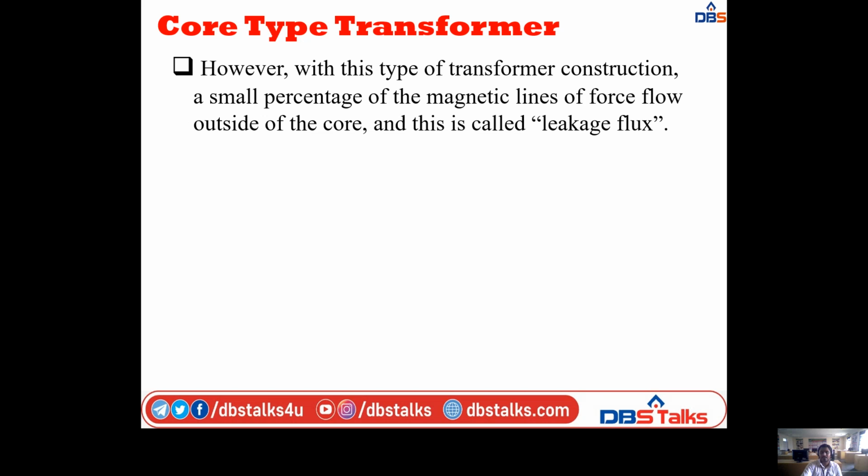However, with this type of transformer construction, a small percentage of the magnetic lines of force flow outside of the core, and this is called leakage flux. This leakage flux will be reduced by using the shell type transformer. Why? Because in that construction the windings are on the inside of the core, and the entire flux flows on the inside of the core only, not on the outside.